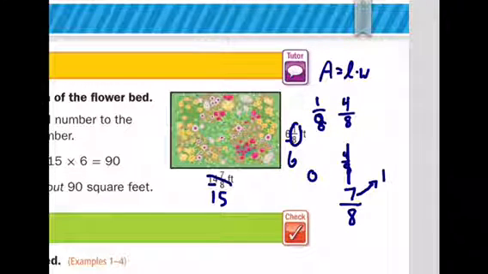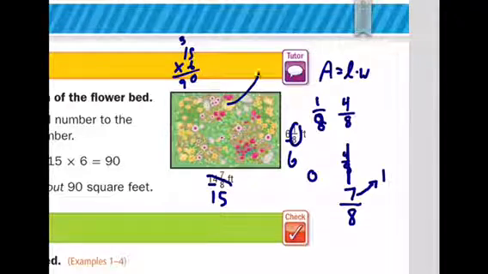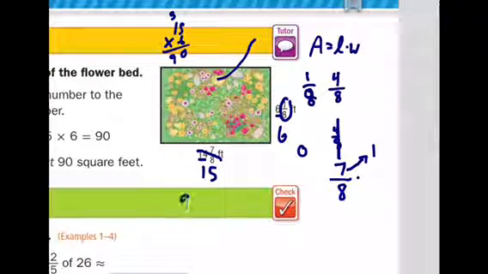Now to estimate, we just multiply 15 times 6. And don't be afraid to do 15 times 6 off to the side. No big deal. And I get 90. So my estimation would be 90 square feet.